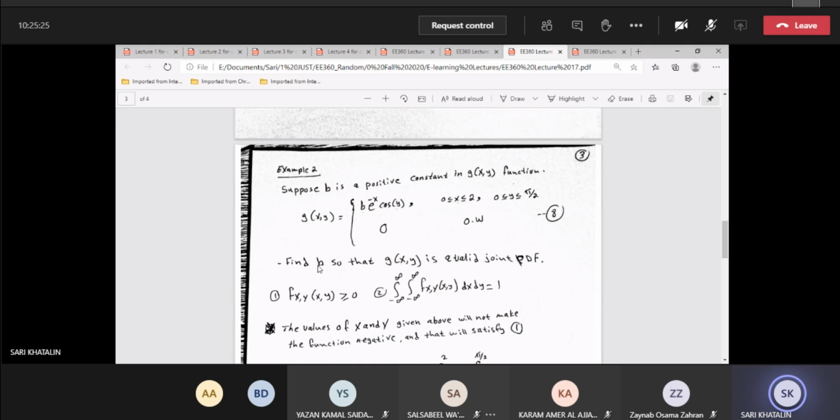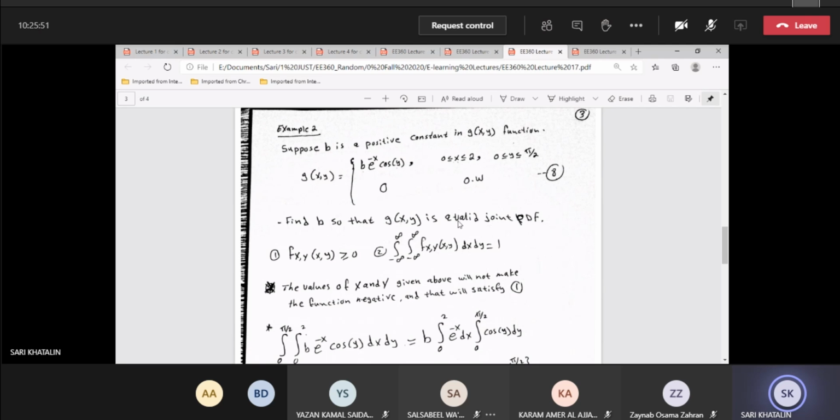So we need to find the constant b so that this function is a valid joint PDF. Depending on the value of b, which is a variable we need to find, we need to make sure this function is a valid joint PDF. If we go back to the beginning of the lecture, we said that first of all, we need to make sure this function is positive, not negative. And then the area underneath it will have to be equal to 1.